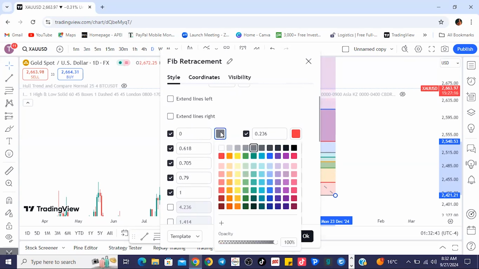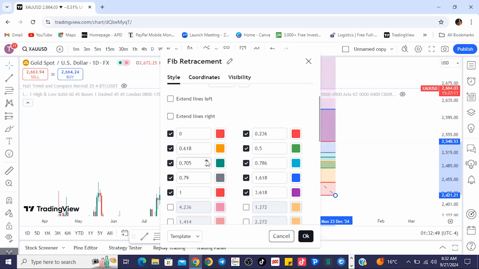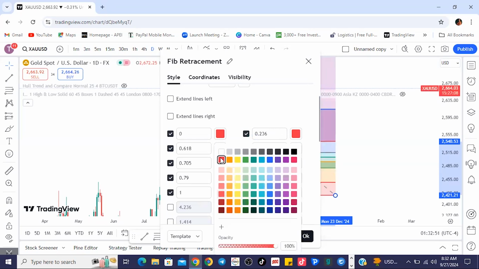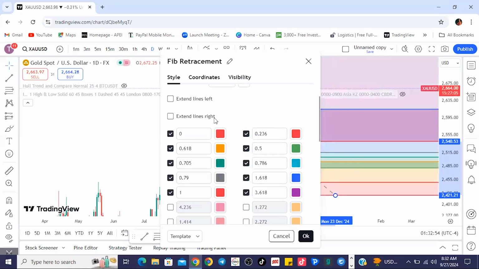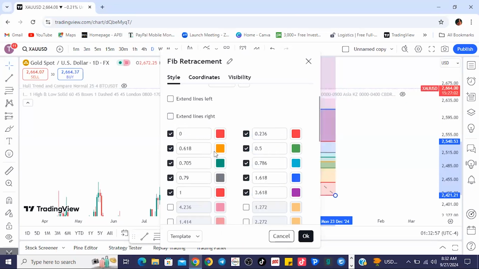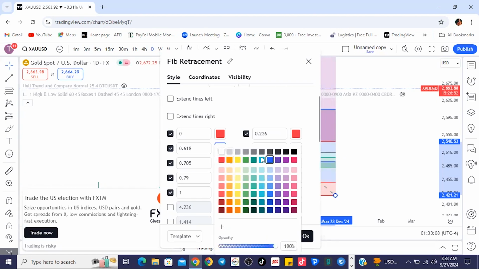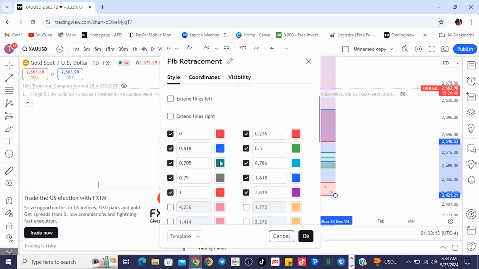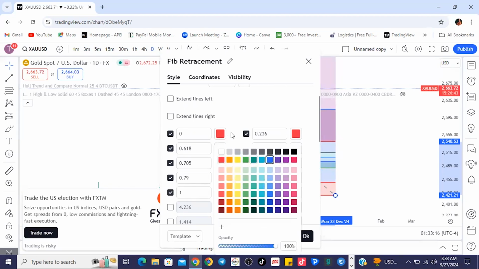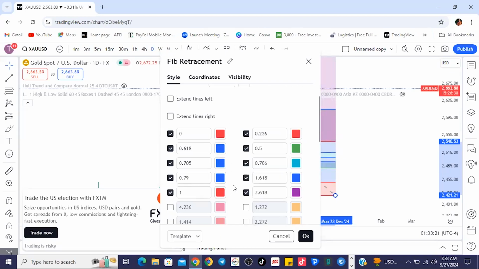Before we go to the right side, it's good to change the colors here. I prefer using red for the first one and also for the last one. I'll tell you why I'm using red. The other ones I prefer being black, or maybe I can use blue because I love blue. My color is blue, so we can have all these in blue. Blue is my favorite color.